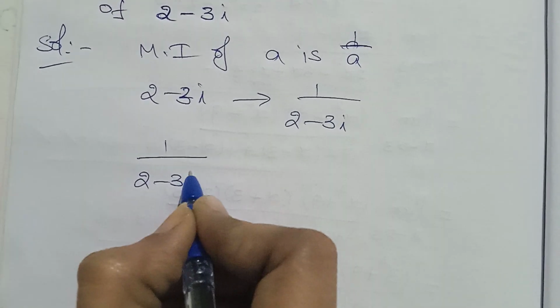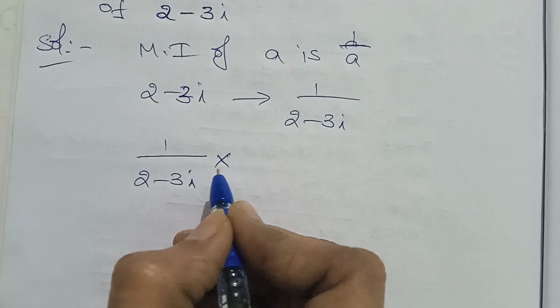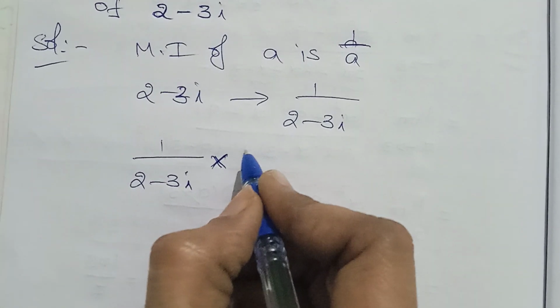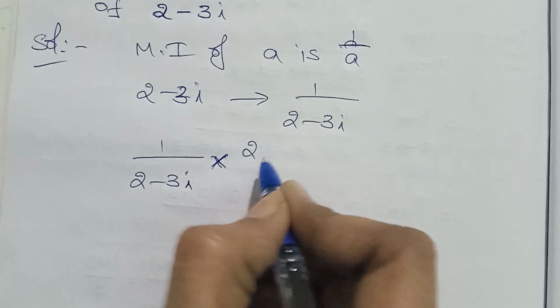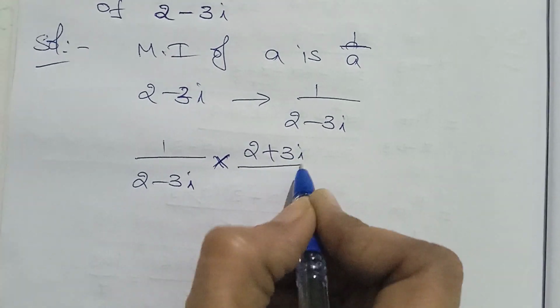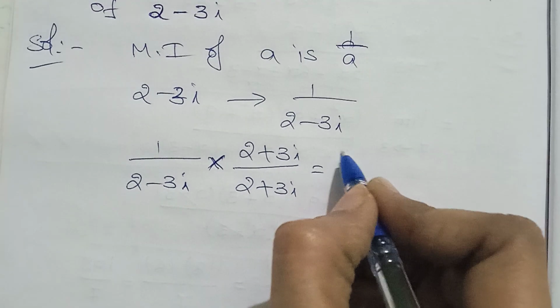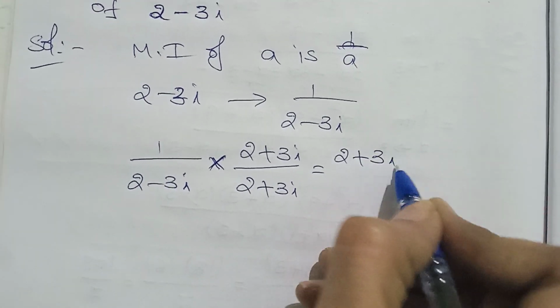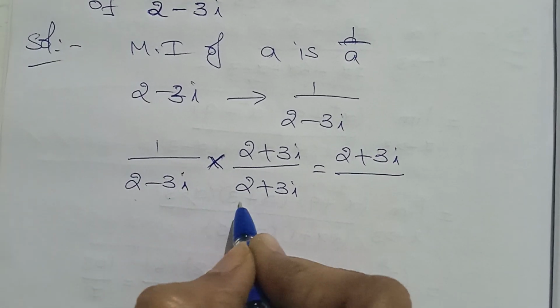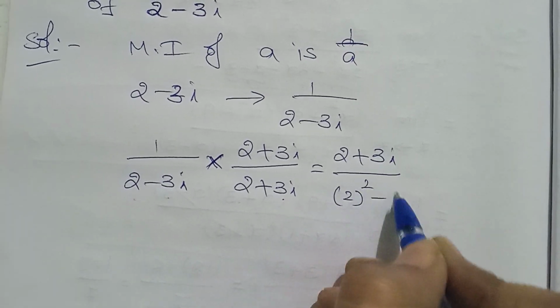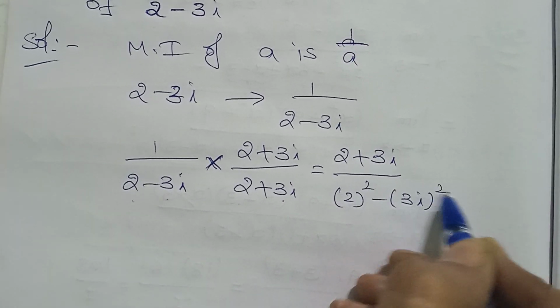How to simplify? The denominator should not be a complex number. So you have to multiply by the conjugate complex number, which is 2 plus 3i by 2 plus 3i. That equals 1 into 2 plus 3i by (a minus b) into (a plus b), whose form is a square minus b square, which is 2 square minus (3i) whole square.